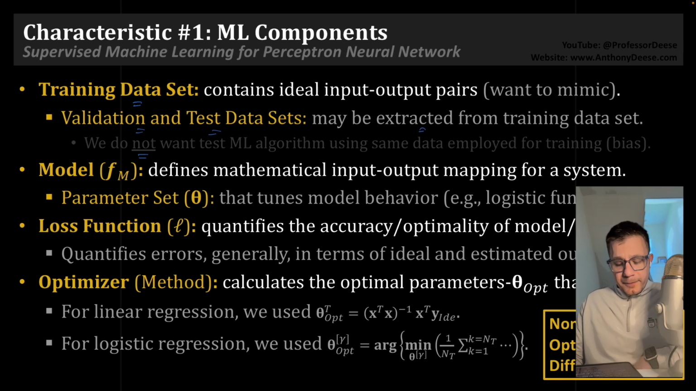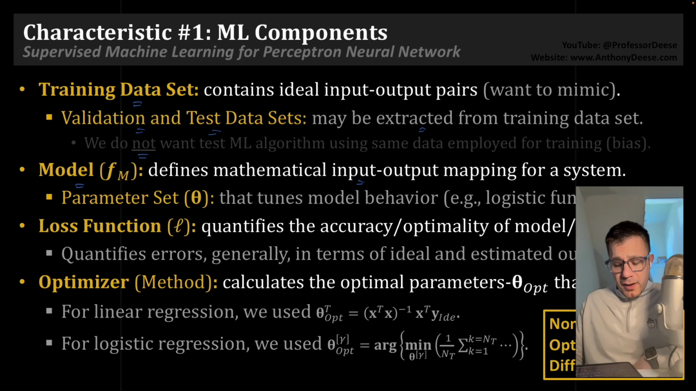Now, the second component is the model. This defines the mathematical input-output mapping for a system. We've already looked at several different models. The logistic regression used its own logistic model. The neural network itself is a type of model.